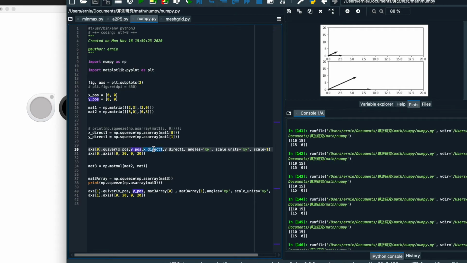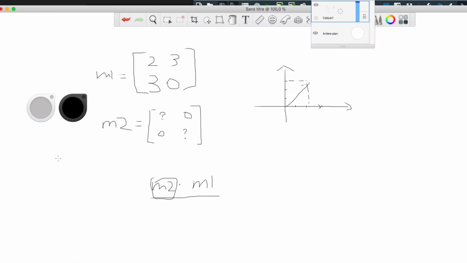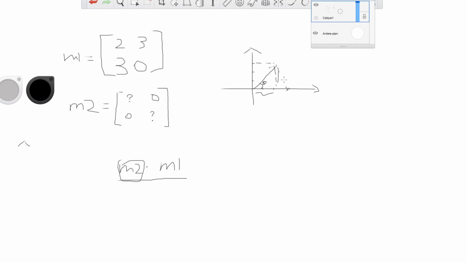The y position is the same thing. And then I have this x direction. Here the direction is represented using a tangent. Basically it's the y value divided by the x value, which is this theta here.